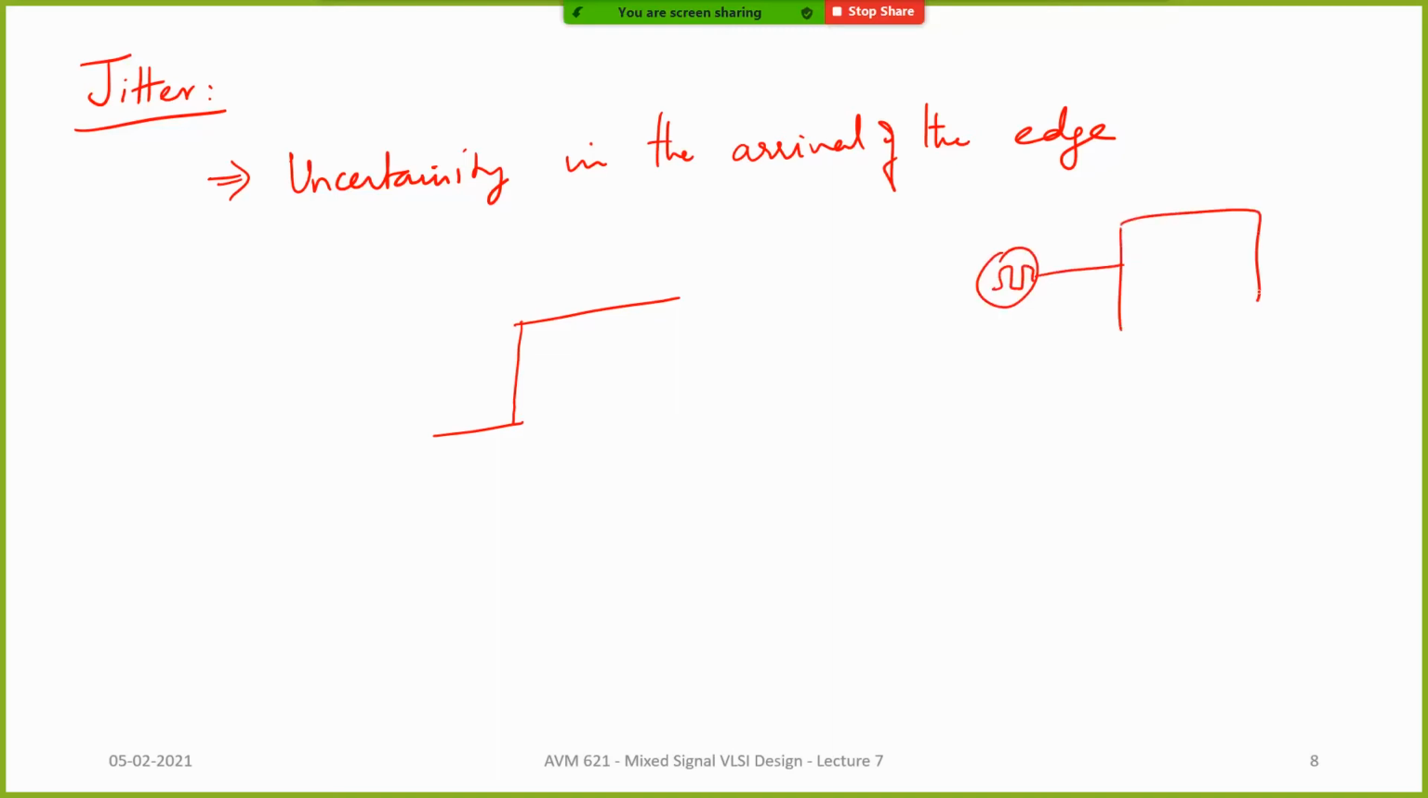Which basically means, if you were to take this clock source and connect it to a DSO, a digital storage oscilloscope, and you look at the edges of the clock, and let's say you set the time span such that the rising edges are overlapping with each other, then you will see that the rising edge does not always come precisely on time. It will come slightly before, slightly later.